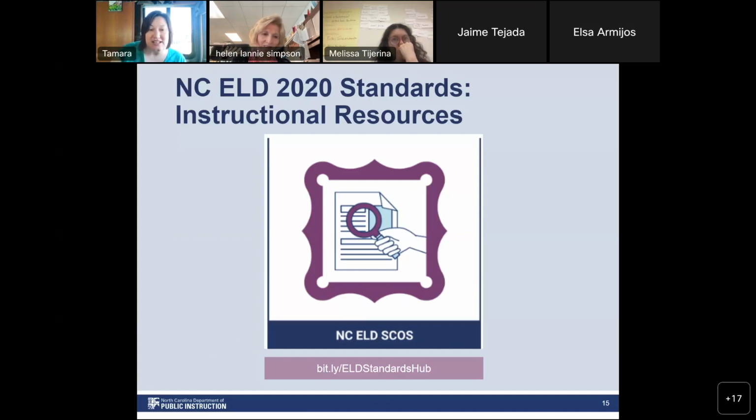One of the objectives of the NCELD Standards Resource Hub that I'm asking you to go to, found at this bit.ly on the screen, is that multilingual learner stakeholders like yourselves will access these standards-based resources that will assist with planning, instruction, and professional learning designed to support effective teacher and principal preparation and meet the diverse needs of our multilingual learners.